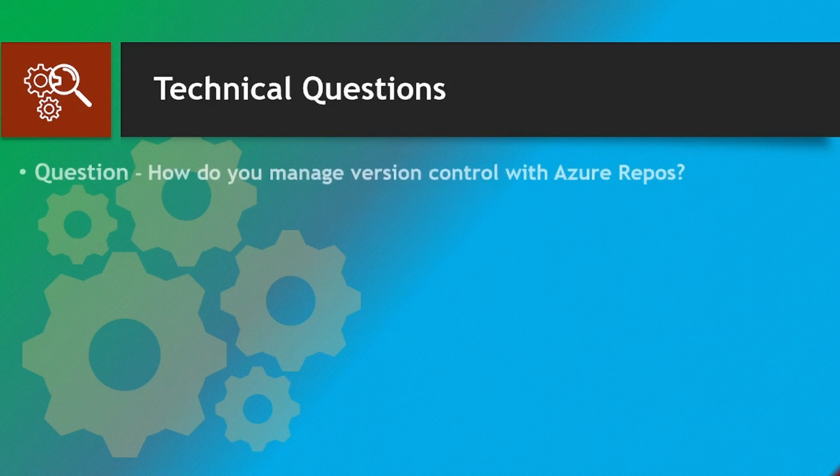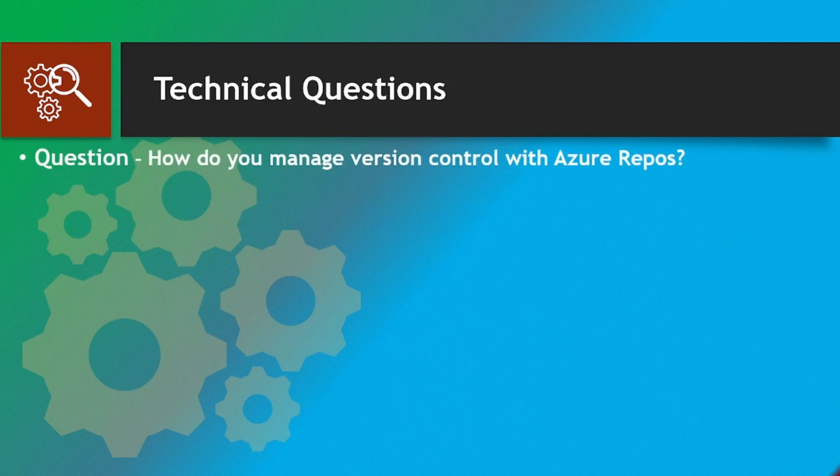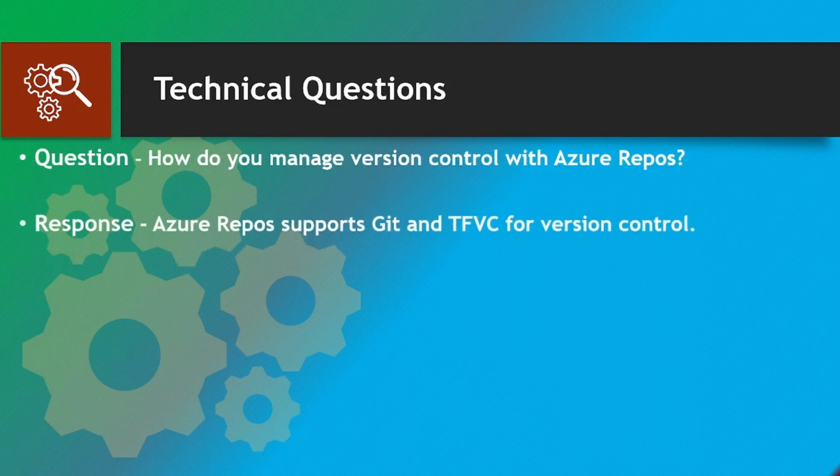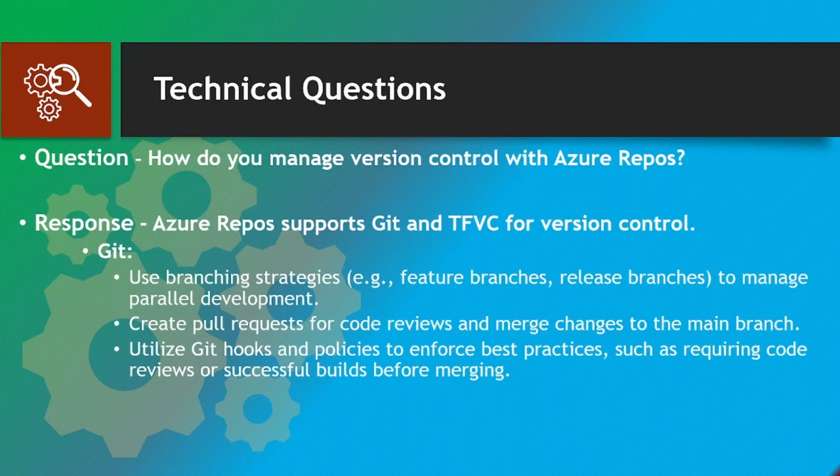Next question. How do you manage version control with Azure Repos? Azure Repos supports Git and TFVC for version control. How does Git work? It uses branching strategies, for example feature branches and release branches, to manage parallel development. Create pull requests for code reviews and merge changes to the main branch. Utilize Git hooks and policies to enforce best practices such as requiring code reviews or a successful build before merging.